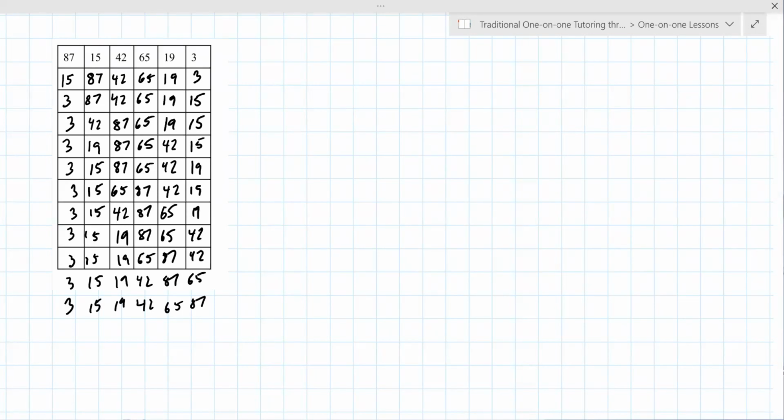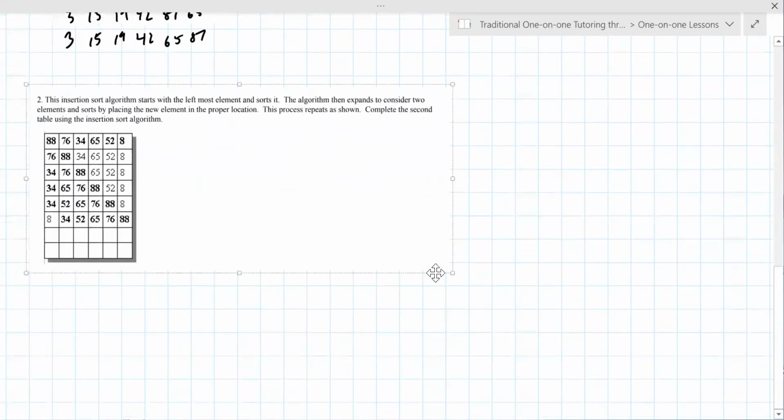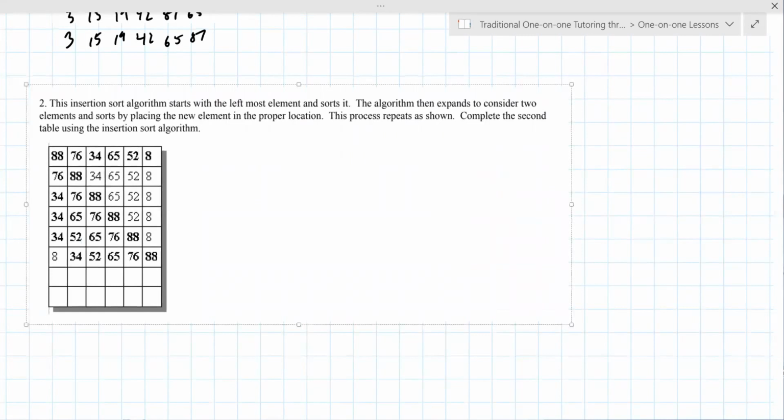Okay, so question 2, we'll look at that together here. Let's see if we can make sense of it. These are useful algorithms, and they are used, like your phone uses this, other things use this. So here it says, this insertion sort algorithm starts the leftmost element and sorts it. The algorithm then expands to consider 2 elements and sorts by placing the new element in the proper location.